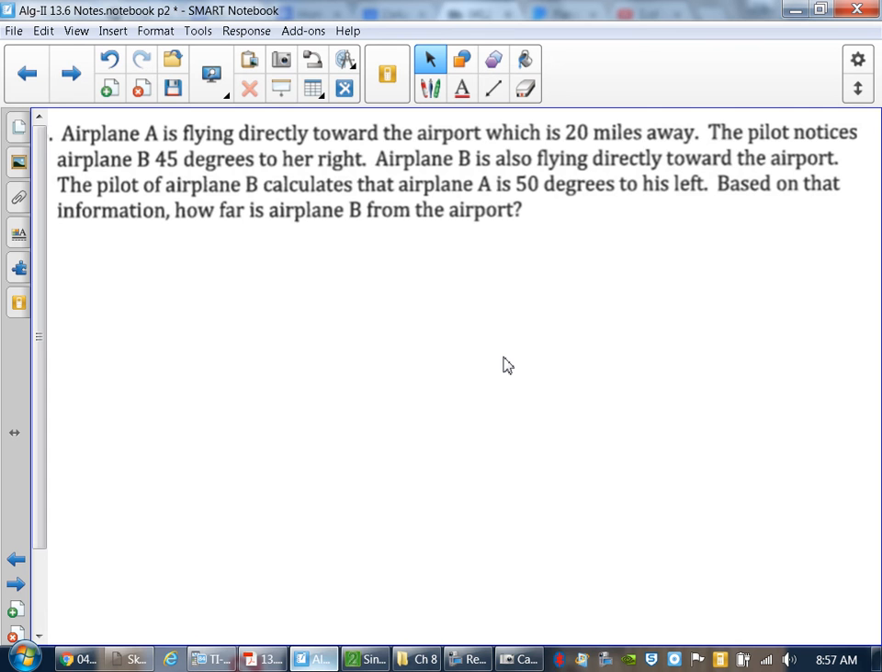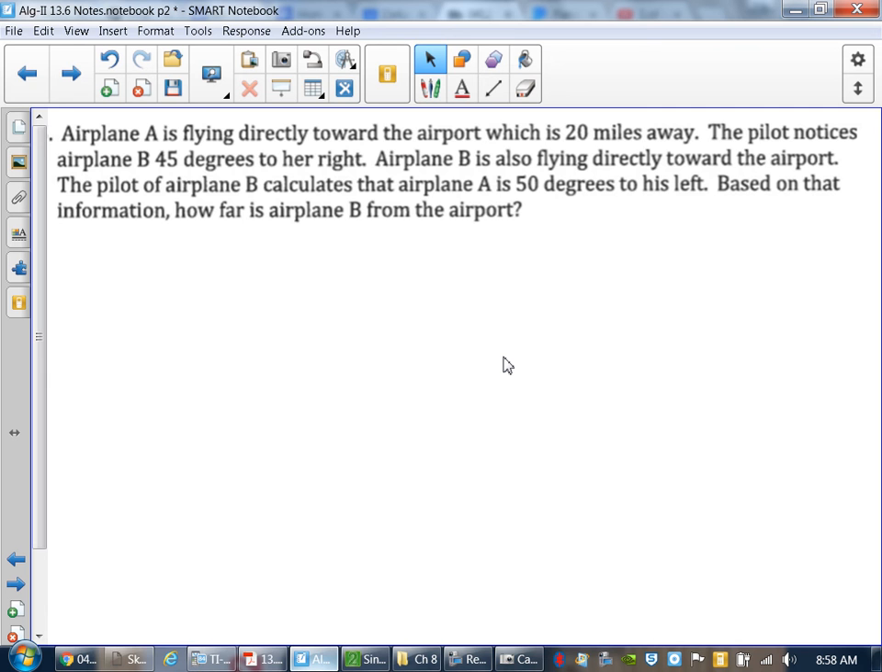An airplane A is flying directly towards an airport which is 20 miles away. The pilot notices airplane B 45 degrees to her right. Airplane B is also flying directly towards the airport. The pilot of airplane B calculates that airplane A is 50 degrees to his left. Based on that information, how far away is airplane B from the airport?